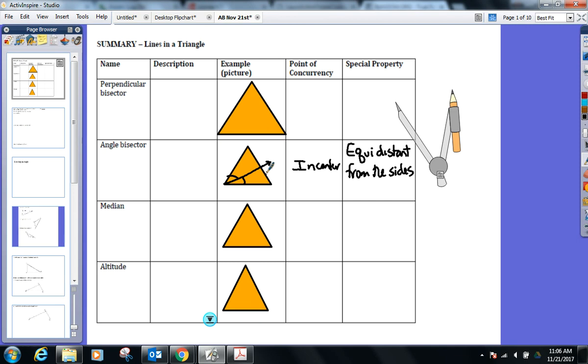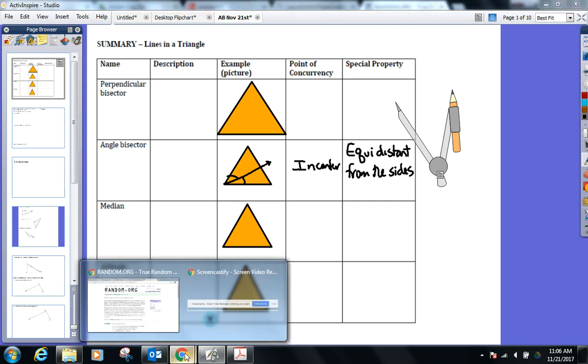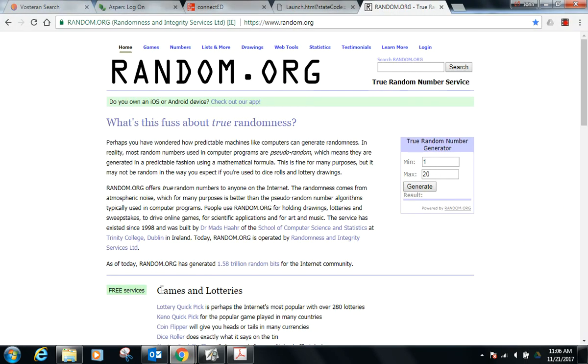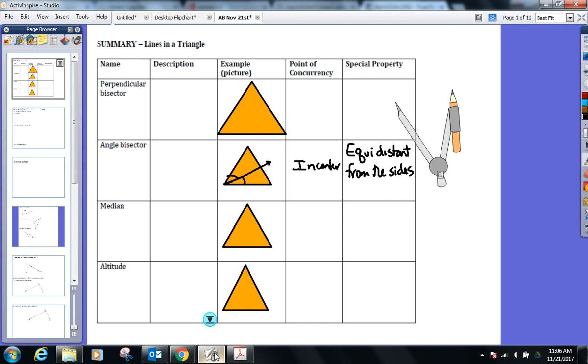How are we doing here? Median, I'll ask somebody about that. We're still working here. Yeah, we are. Good. All right, Justin, go ahead. Call on somebody. Median.